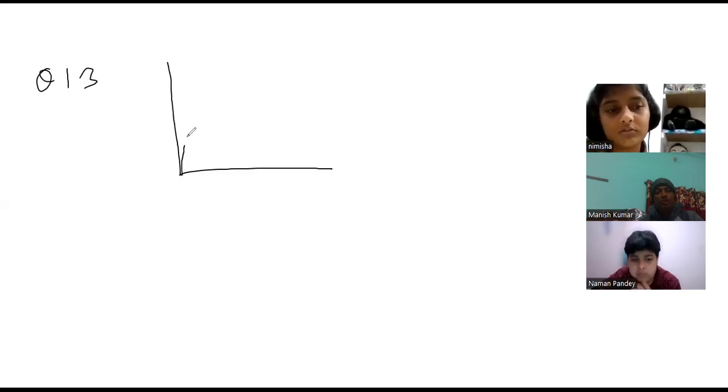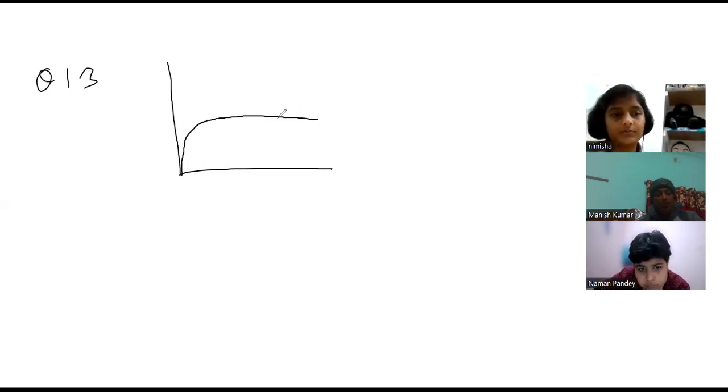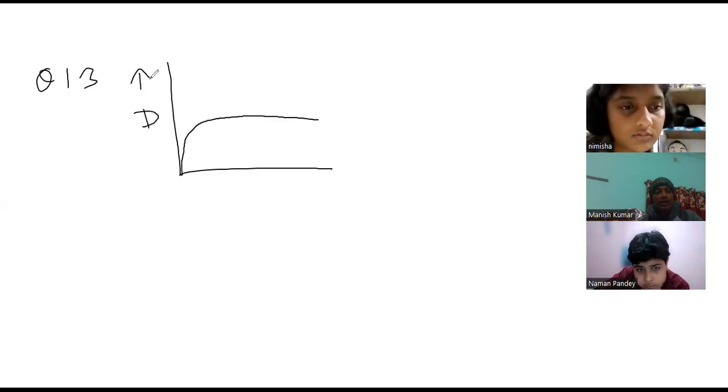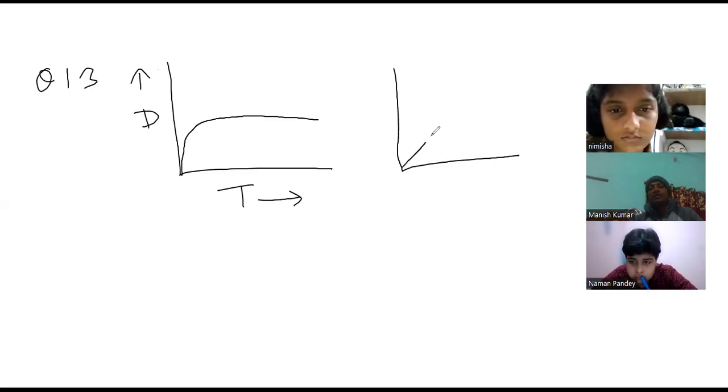See, here the graph is like this, isn't it? This is the distance and this is time. Now, if the graph would have been like this, that means as the time increases, distance also increases, because it is a linear graph. This one is linear, isn't it? Yes, sir. Okay.